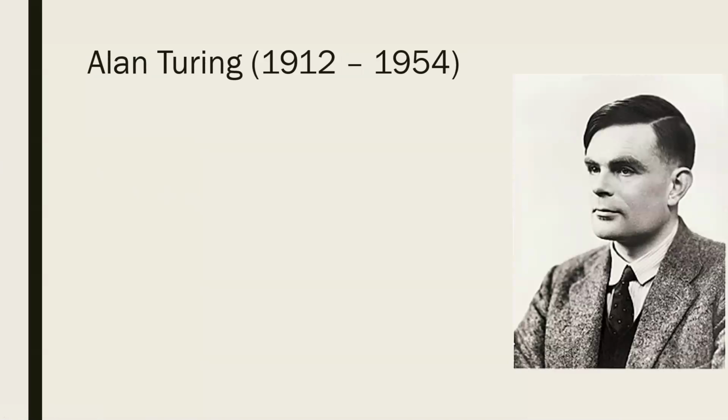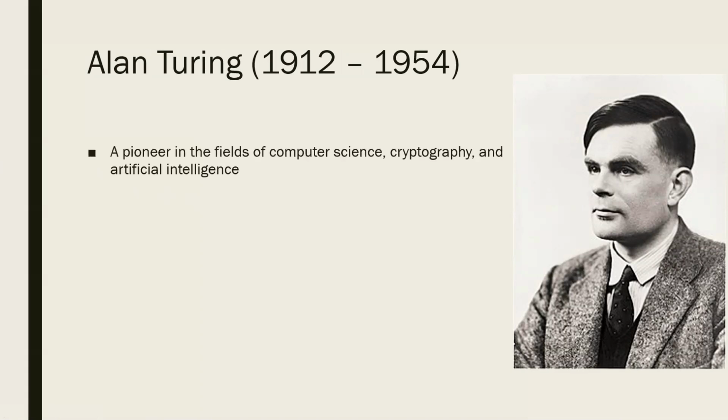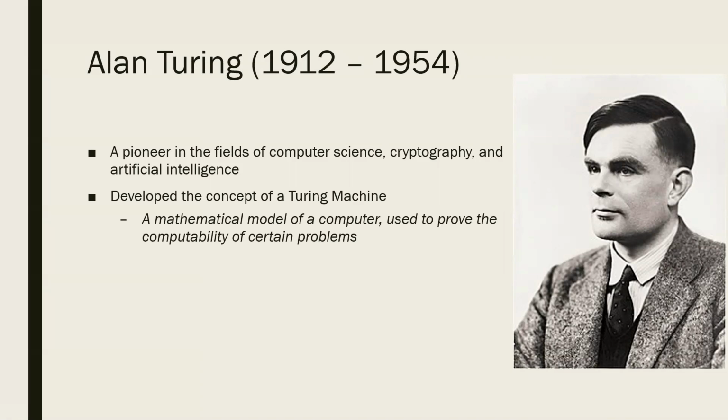Now let's move on to talk about how machines can be considered intelligent. A major pioneer in this question was the computer scientist Alan Turing. Alan Turing is known as one of the fathers of computer science and made major advances in cryptography as well. He is particularly famous for developing the concept of a Turing machine. For those of you who might not be familiar with theoretical computer science, a Turing machine is a mathematical model of a computer which can be used to prove the computability of certain problems. It is a very fundamental concept in the field of computer science.